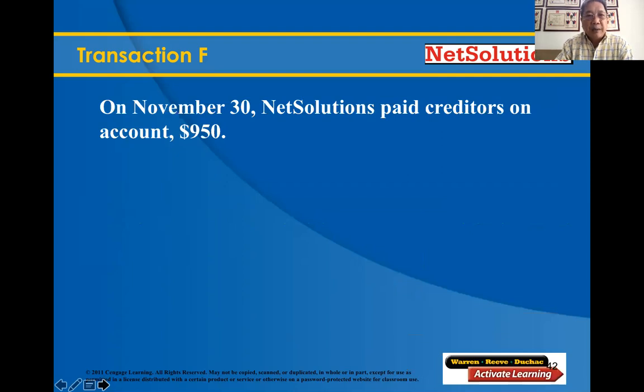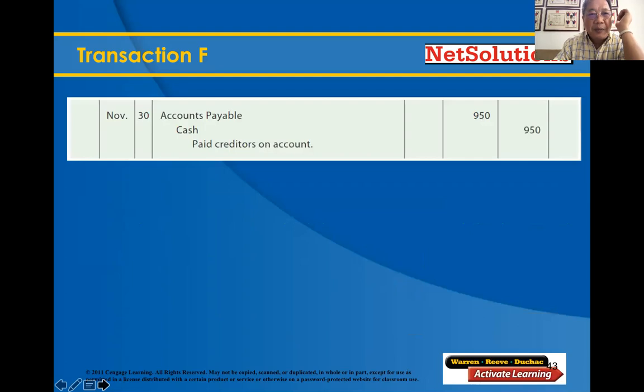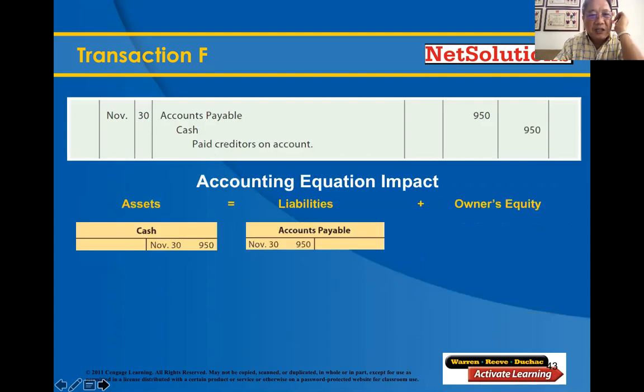Oh, remember, di ba, nangutang siya ng supplies? Debit accounts payable, credit cash. Anong effect niya sa transaction? Decrease in liabilities, decrease in asset. Nabawasan ng liabilities. Nabawasan ng cash. Balansyado.